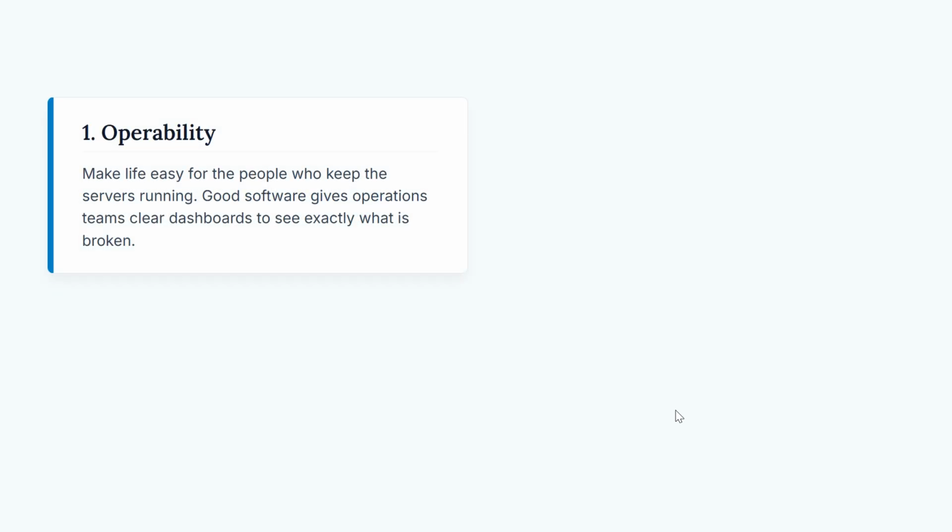First is operability. Good software makes life easy for the operations team. The operations team has a hard job. They monitor the health of the system, fix servers when they crash, and install security updates. Good software provides clear dashboards and tools, so the operations team can see exactly what is happening inside the machine without guessing.